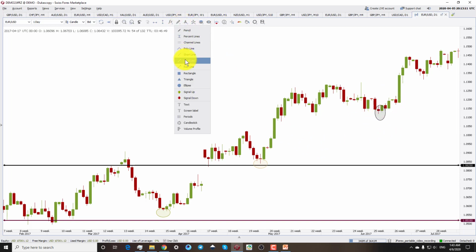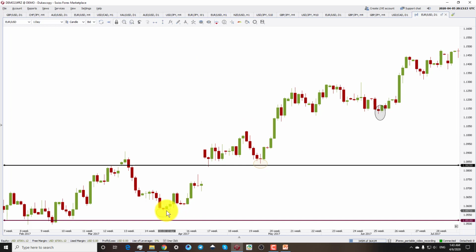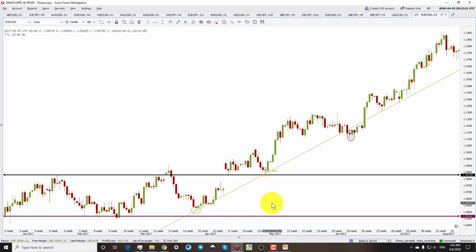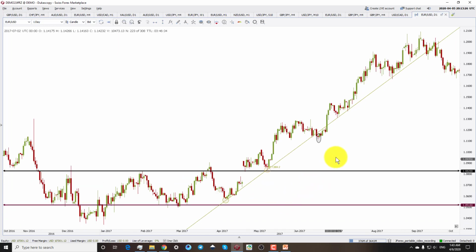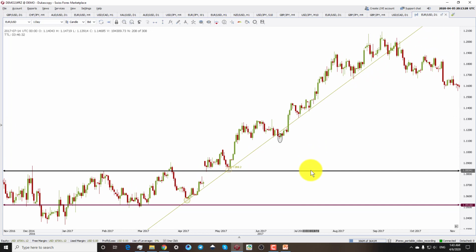So what if I join these points by drawing one line? You see, it has become a trend line. We joined two points, we confirmed at the third point, and after that you see whenever the price came here, it was rejected by the line to the upside.